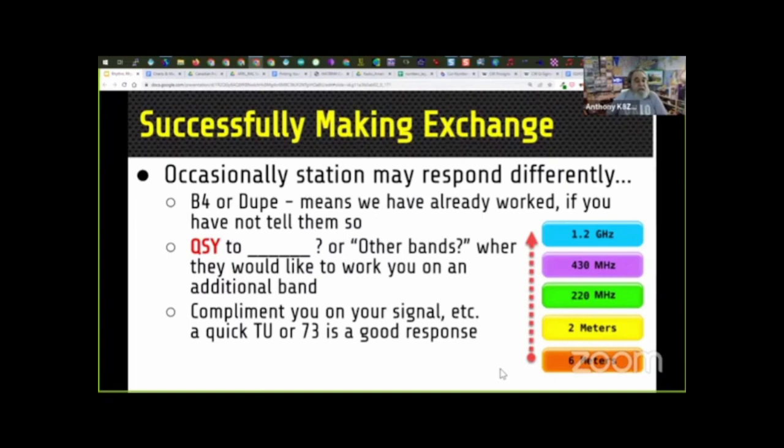What happens if someone compliments you on your signal, wants to say hello, wants to chat for a while? Well, acknowledge it. Give them a quick response. A simple thank you or 73 is often a good response. Don't tie them up too long. I had a station stop a couple years ago in the middle of a big run in a contest. They stopped to thank me for a contact that I had given them in a previous contest. I definitely wanted to acknowledge that and tell them I appreciated it very much, but I didn't want to hold them up too long. So a quick response is a great way to do it.